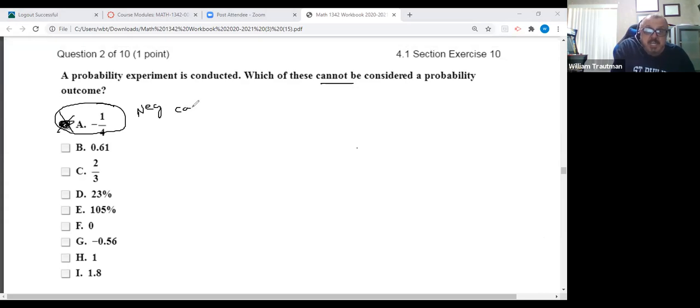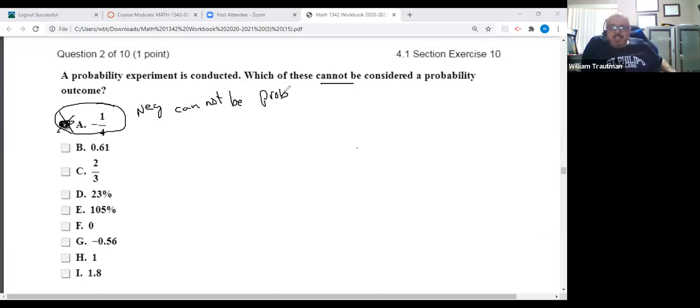Negatives cannot be a probability. So you can't say, I have a negative 27% chance of winning. There's no such thing as a negative. Between 0 and 1, that's good. A fraction between 0 and 1, that's good. 23%, change it to a decimal, is 0.23. That's okay.